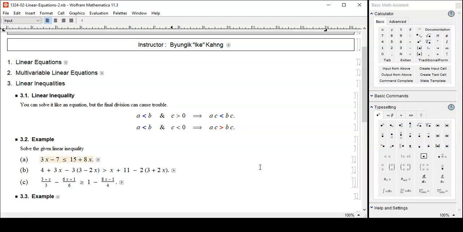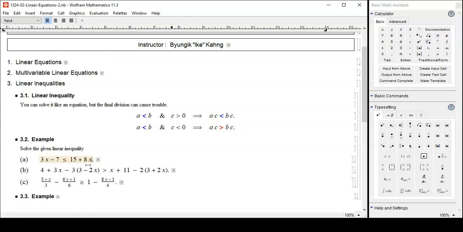Okay, solve the given linear inequality, and then what do we have? We have, well, denominator, no. Parentheses, no. Like terms, yes, we do have some like terms. So we'll have to take some like terms together. Okay, how would you do that?